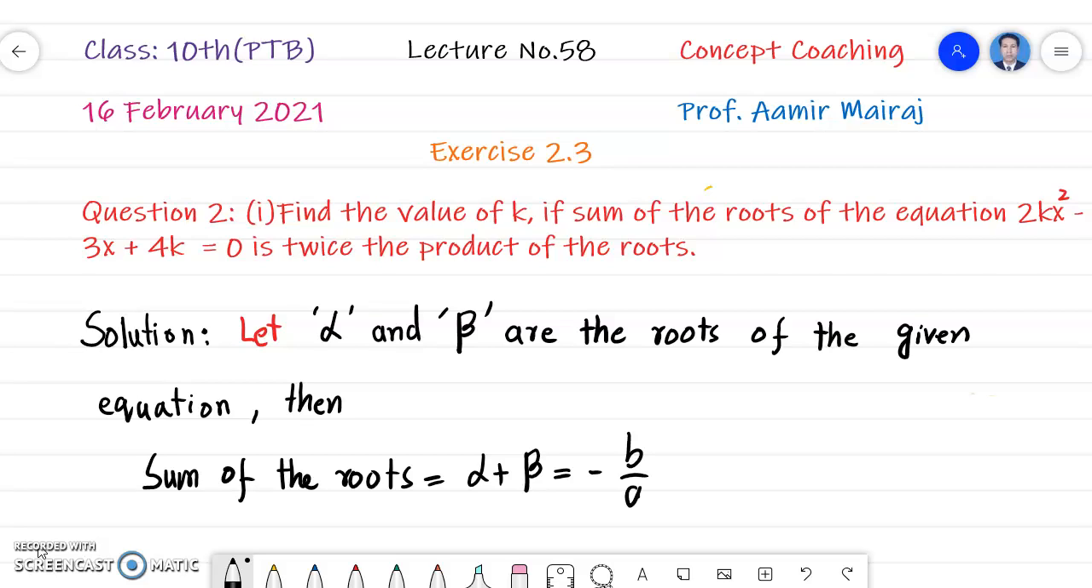ओवर ए। व्हाट इज बी? इक्वेशन में जो बी है, माइनस बी की वैल्यू है 3। एक्स के साथ जो लिखा हुआ है, दिस इज बी, सो 3 ओवर ए की वैल्यू है 2k, दिस इज 2k, so this is the sum of the roots.